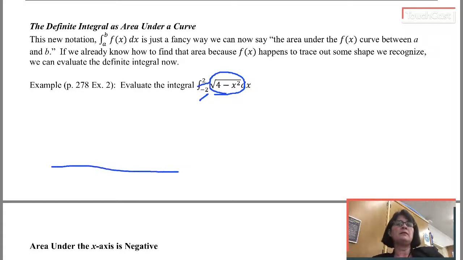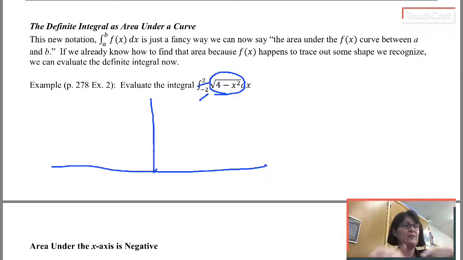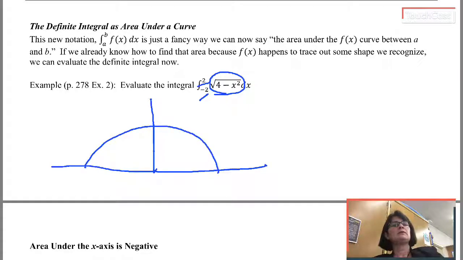So that's not so bad. I'm going to make a graph of my f of x function. The square root of 4 minus x squared is the top half of a circle whose radius is 2. I'm going to draw a sketch. This is x, this is y, this is -2 and +2. This would be 0, 2.